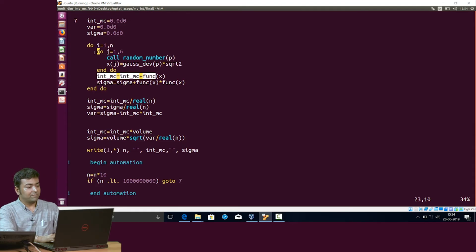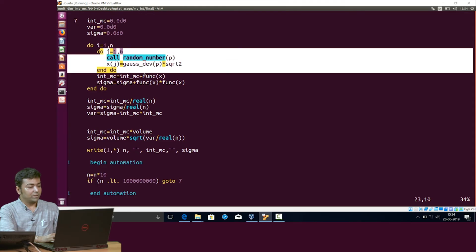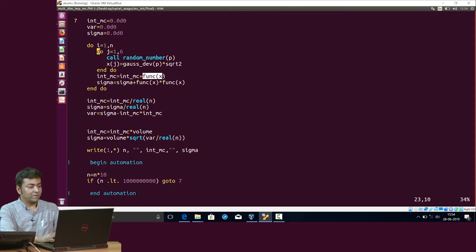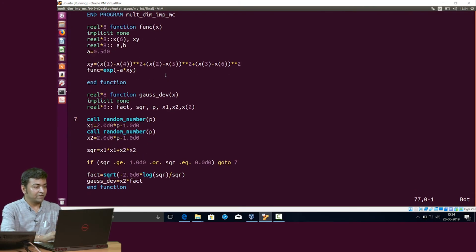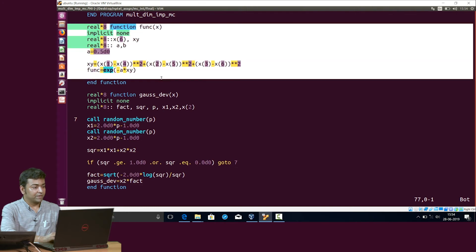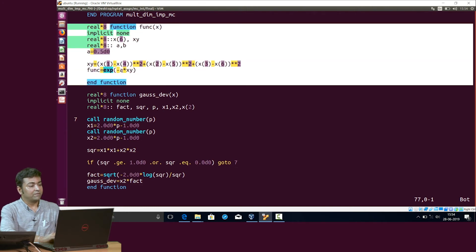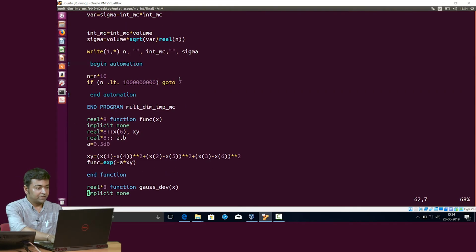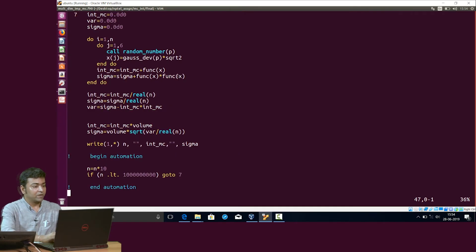And once I have these 6 numbers through this do loop, I feed them to my function. The function is evaluated using this particular function here. So, this is where I am evaluating it. Now you see the function is just minus half x y. So, only that part is left. Once this function is evaluated here, I compute the average in this line.